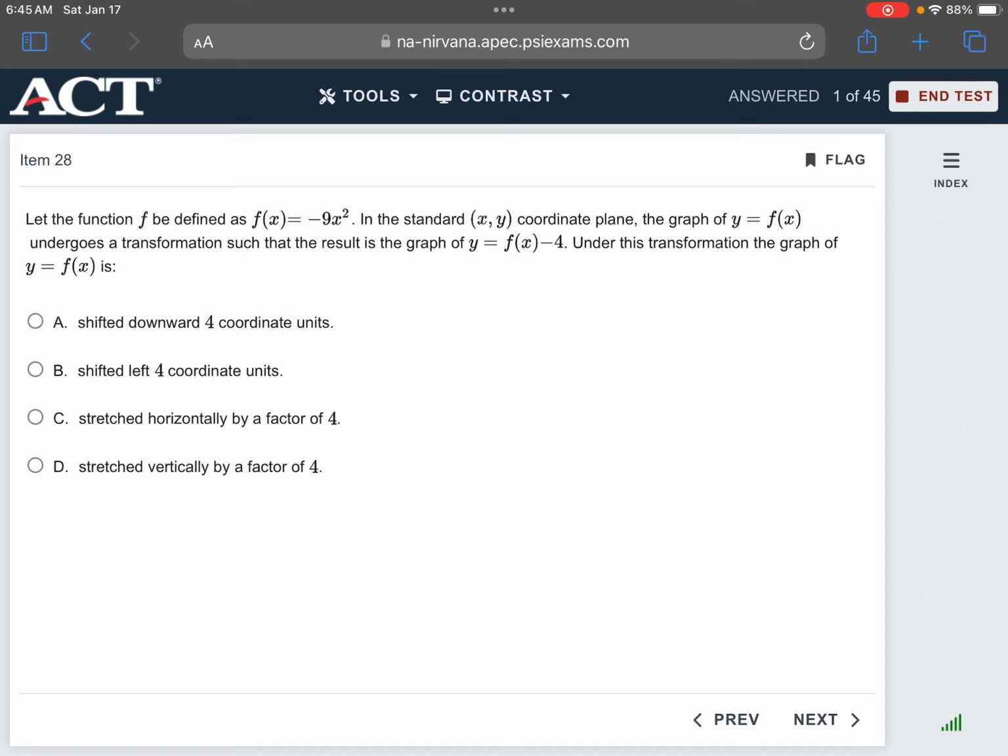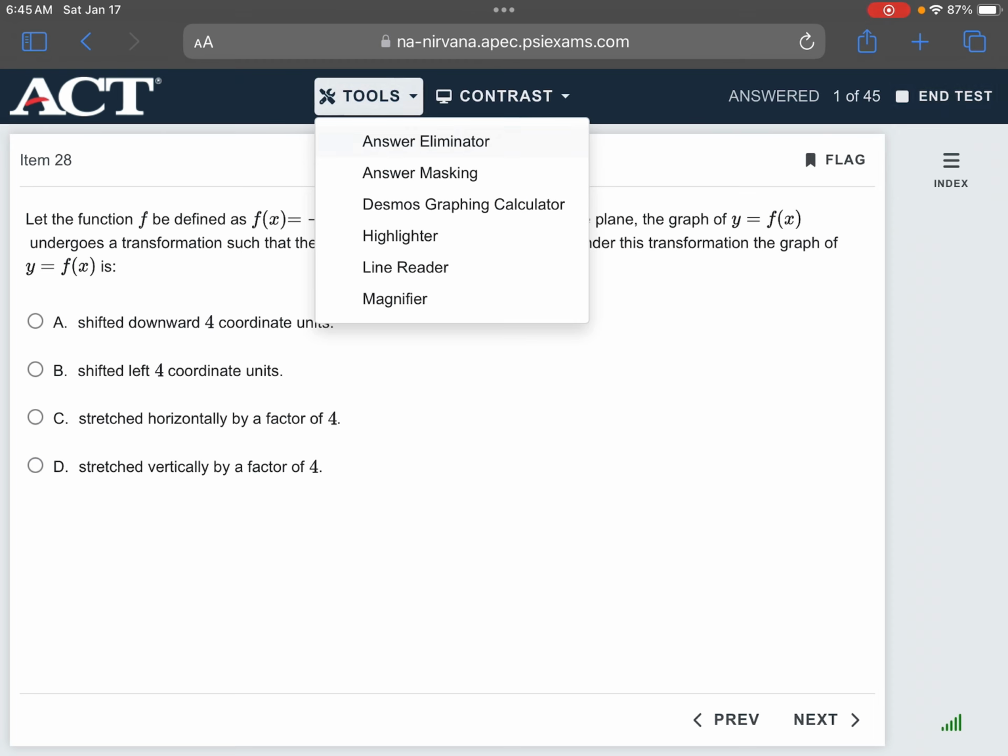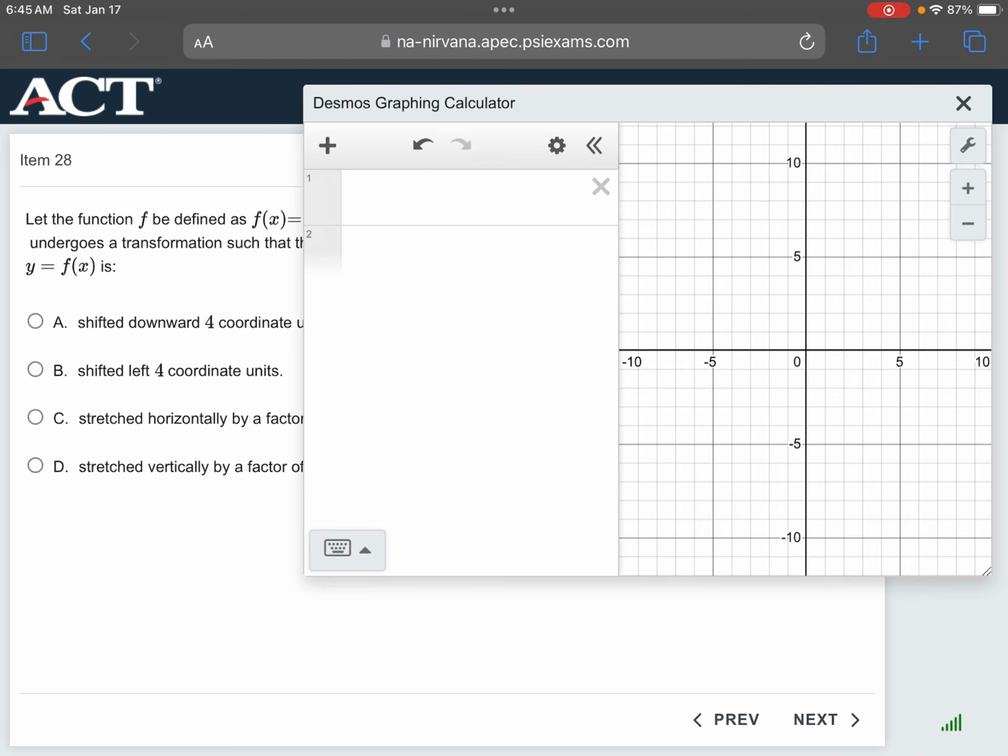If you understand what's actually happening here, this minus 4 would be a vertical translation. When we're adding or subtracting a constant, that just moves our graph up or down. So if it's negative, it's moving it down. But you're on a test, you're stressed, you forgot that. Well, let's jump into Desmos and put everything right into Desmos, and Desmos can help us answer this question.